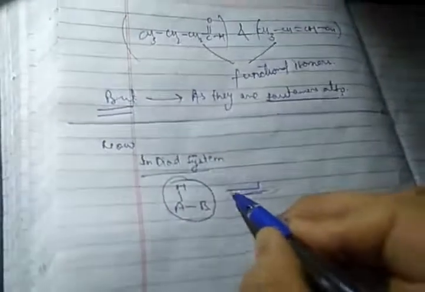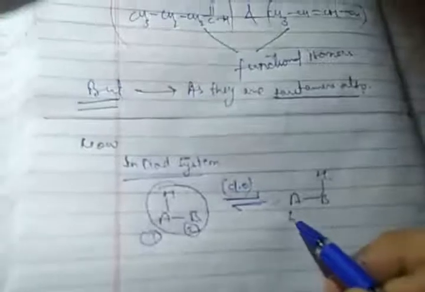suppose there is a bond A-B and this is attached with H. Now, as in the definition, it is in dynamic equilibrium, so I make the reaction sign like this. It is in dynamic equilibrium. If it is a tautomer, then it undergoes tautomerization, with H at position 1 moving to position 2.